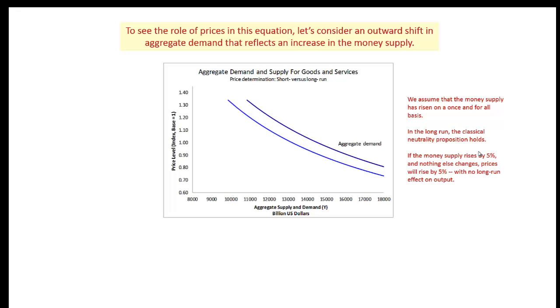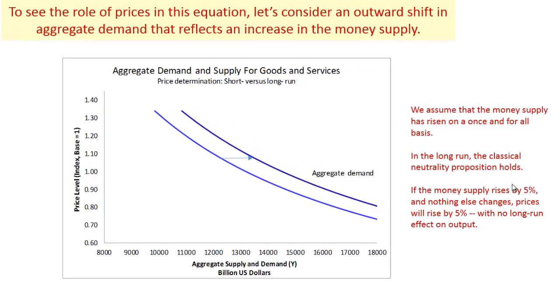Now, to see the role of prices in this equation, let's first consider an outward shift in aggregate demand that reflects an increase in the money supply. We're assuming here that the money supply has risen on a once and for all basis. In the long run, the classical neutrality proposition holds. If the money supply rises by 5% and nothing else changes, prices will rise by 5%, but with no long-run effect on output.